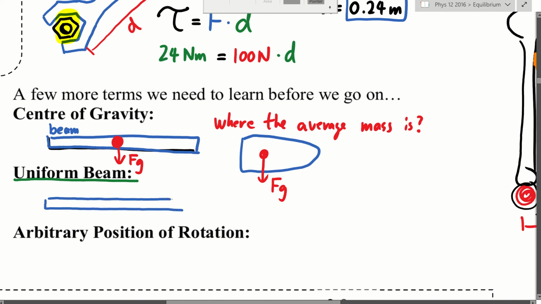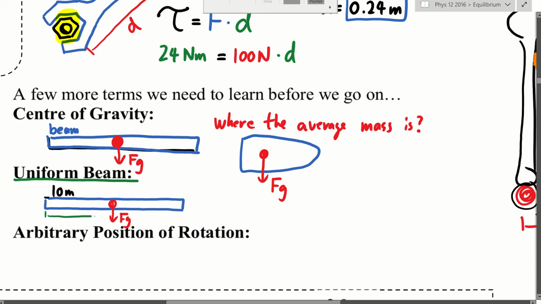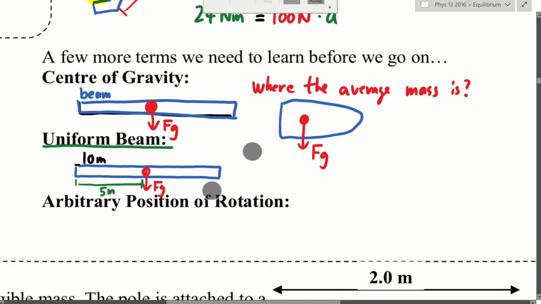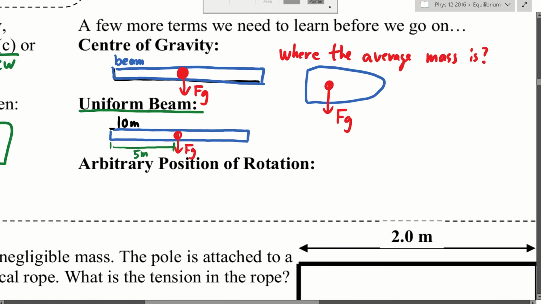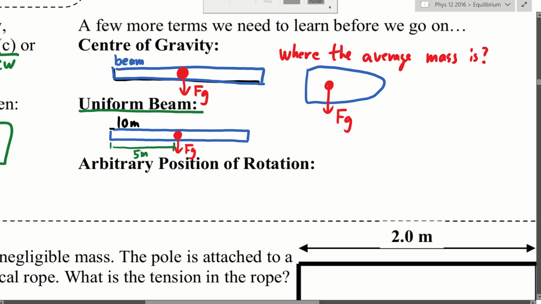That means, for example, if this is a 10-meter stick, then we can say the force of gravity is just 5 meters in. So we'll always assume that our center of gravity is just right in the middle. So constant shape, constant density. Unless the question specifically says no, it's not, then we have to change it.